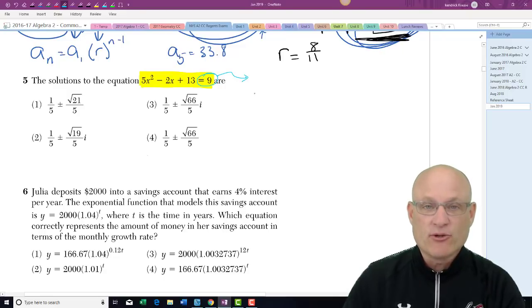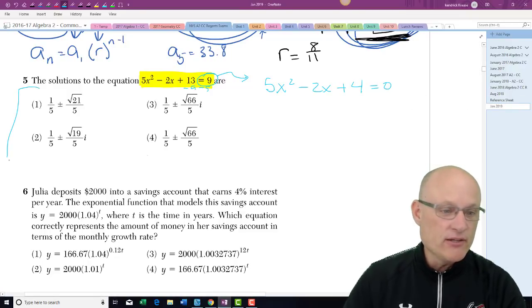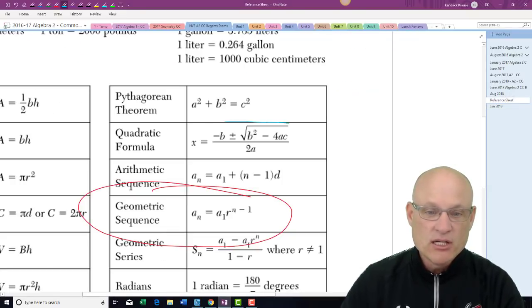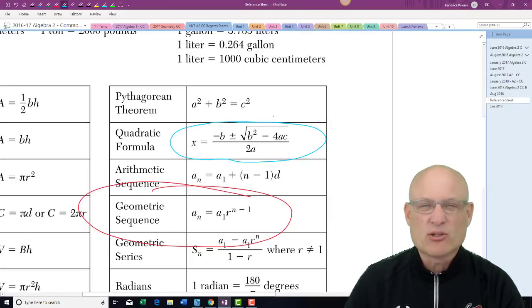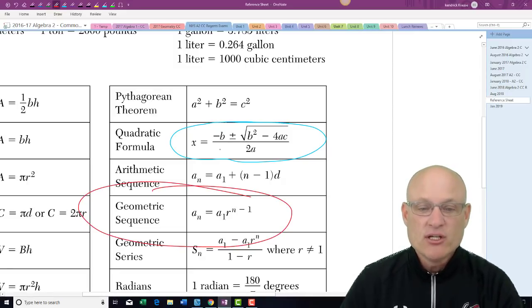But the first thing we've got to do is move that 9 over. Otherwise, we're going to get all messed up. So we're going to get 5x squared minus 2x plus 4 equals 0. Now, because all these are crazy answers, I know I'm going to have to use the quadratic formula. But the way this quadratic formula is written is really annoying. That's because never ever will you see an answer where you have one big long fraction over 2a or whatever. So what we often do is just break it up.